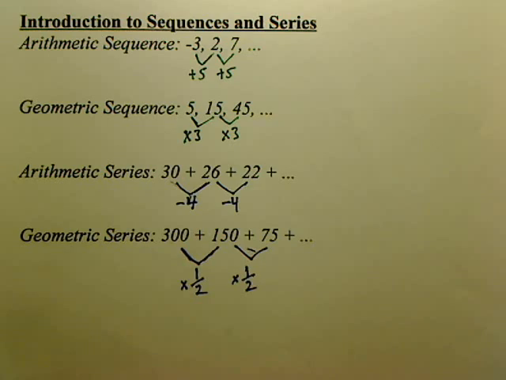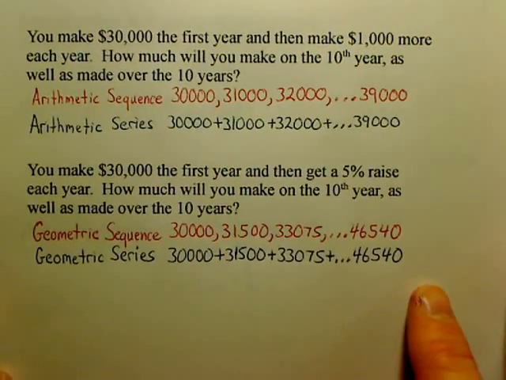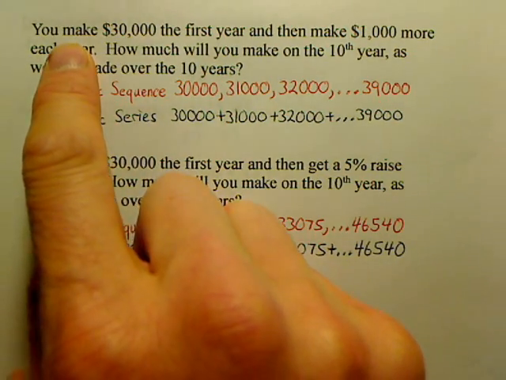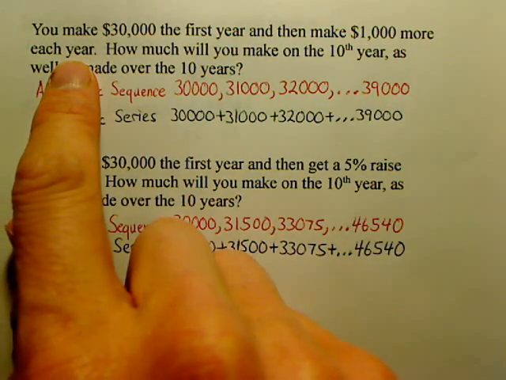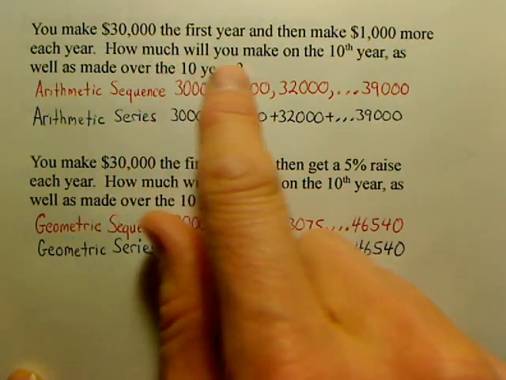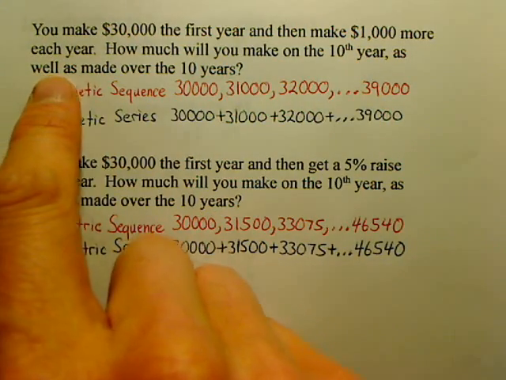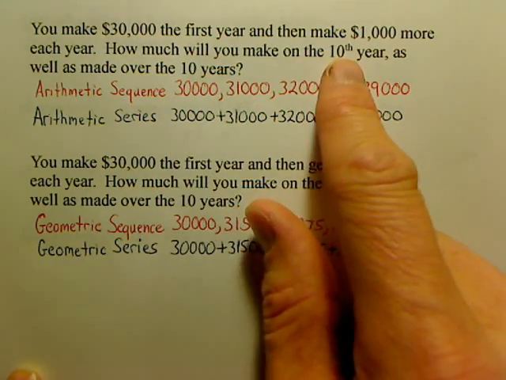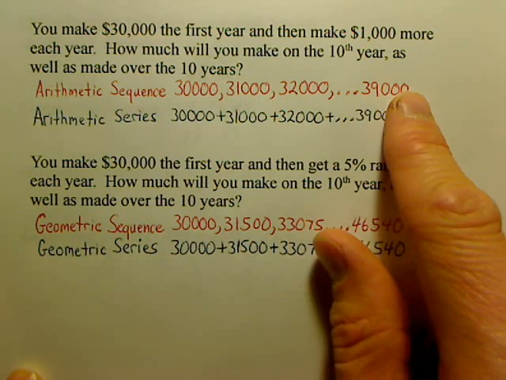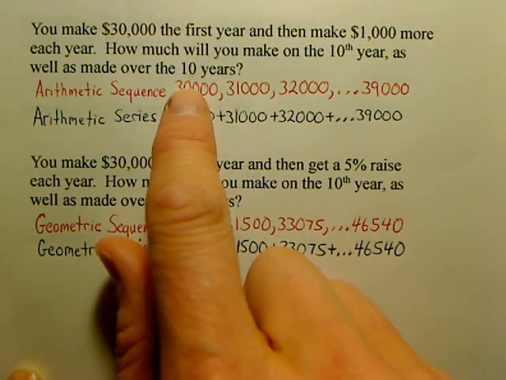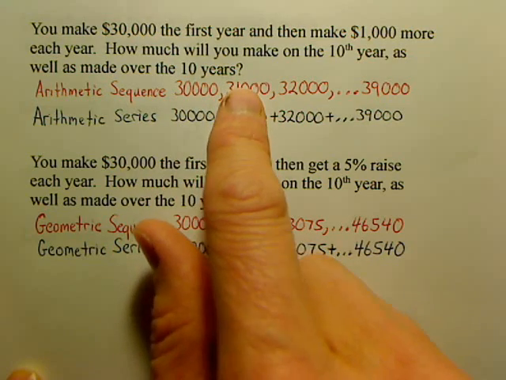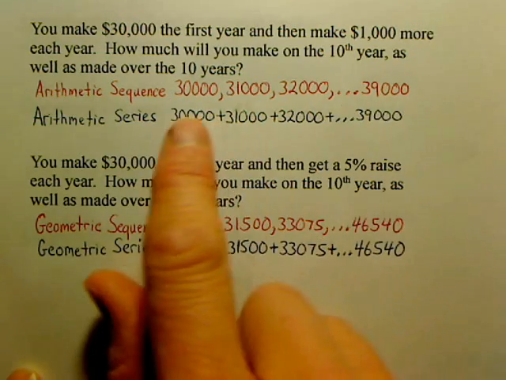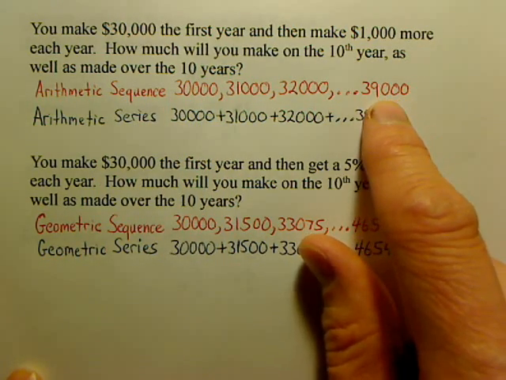Let me show you a quick real world scenario with these. Let's look at this. Here we go. You make $30,000 the first year, then you make $1,000 more each year. Pretty cool. You get a raise every year. How much will you make on the 10th year, as well as made over 10 years? So how much you made on the 10th year would be an arithmetic sequence. Can you see right there? Because if you made this the first year, second year is $1,000 more, third year is $1,000 more, up to the 10th year. So right here would be how much you make on the 10th year.